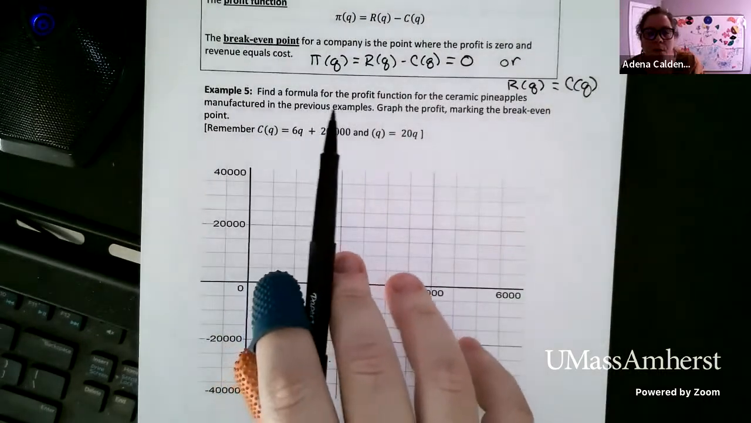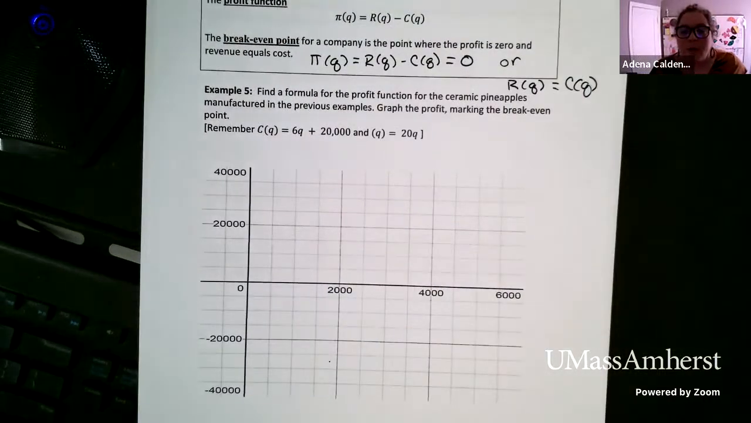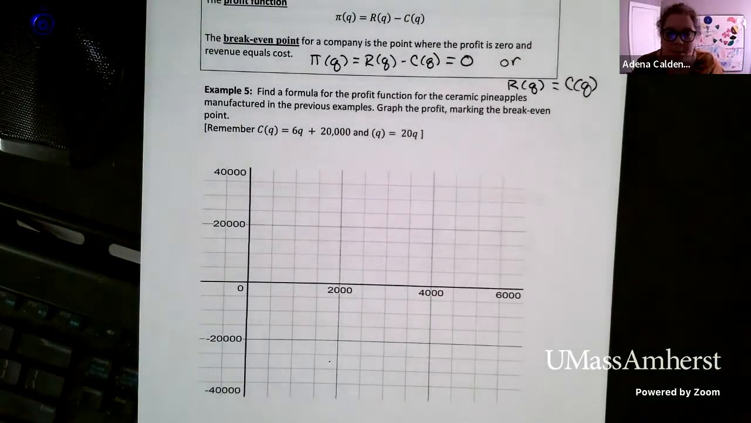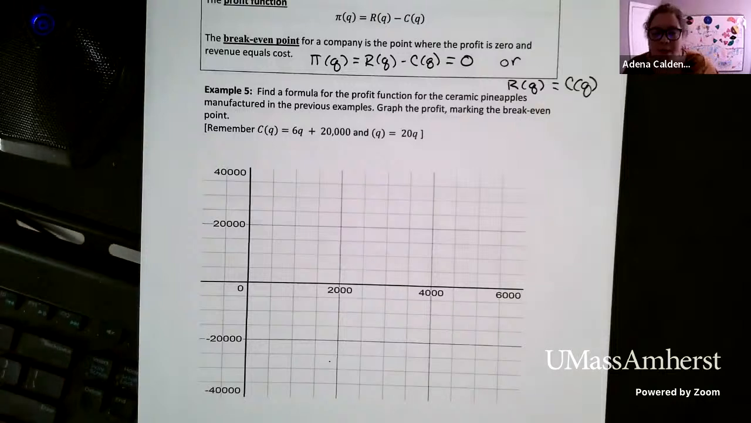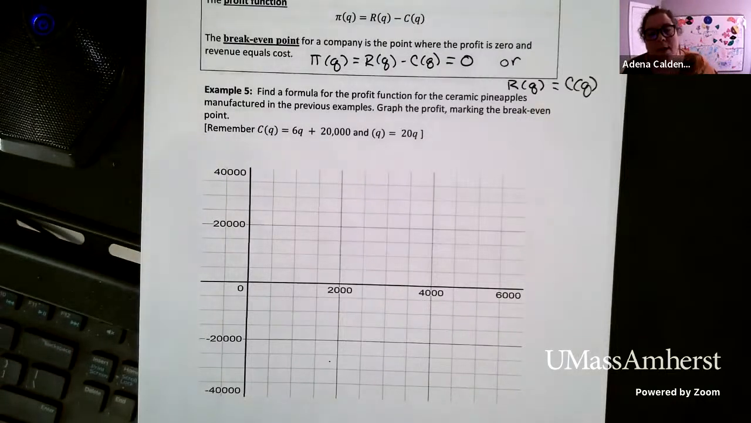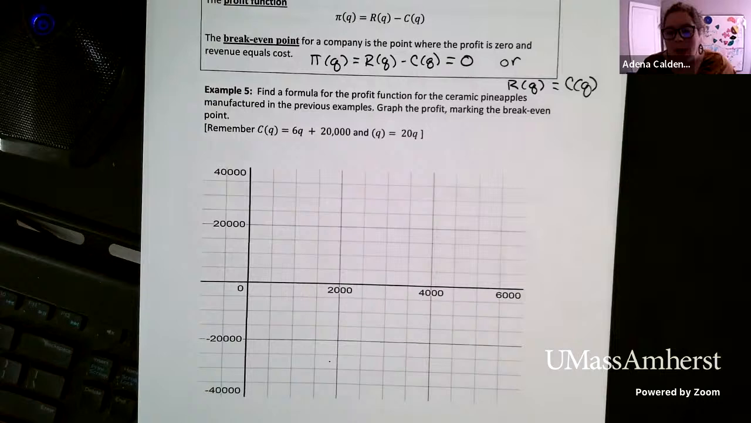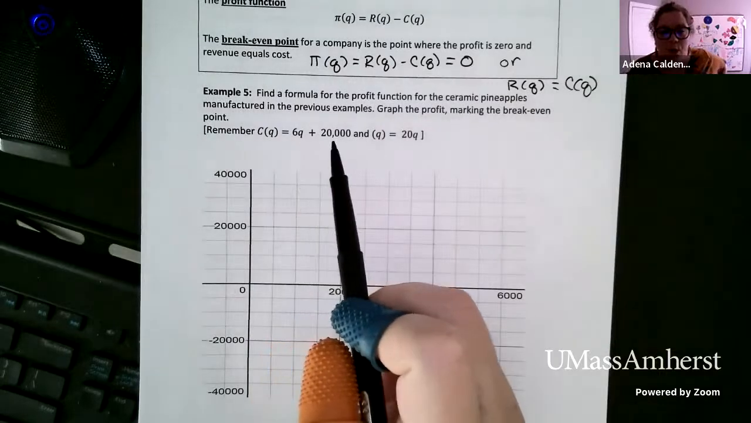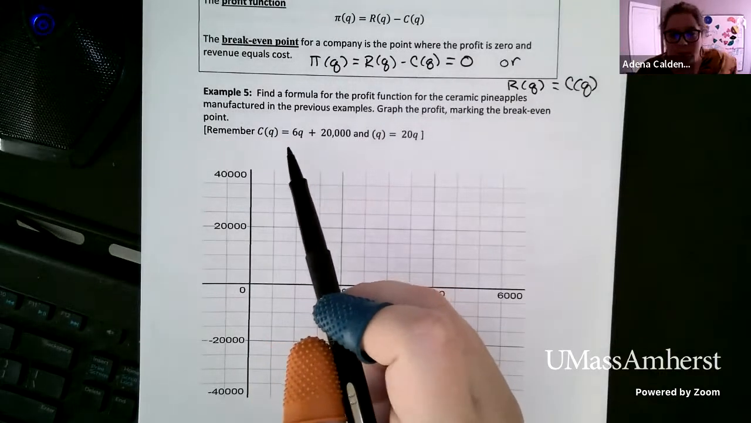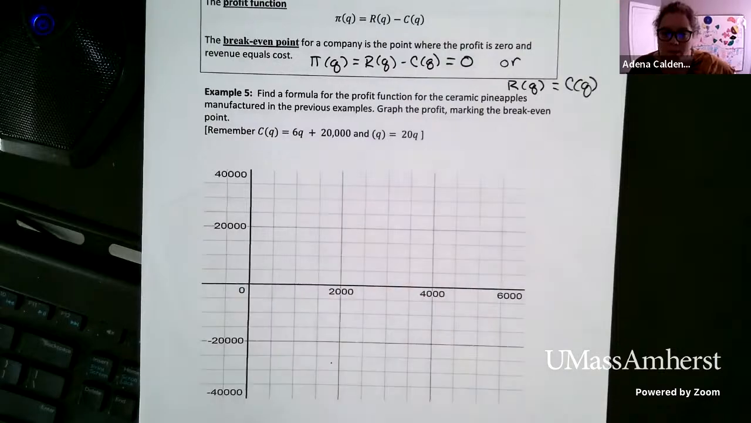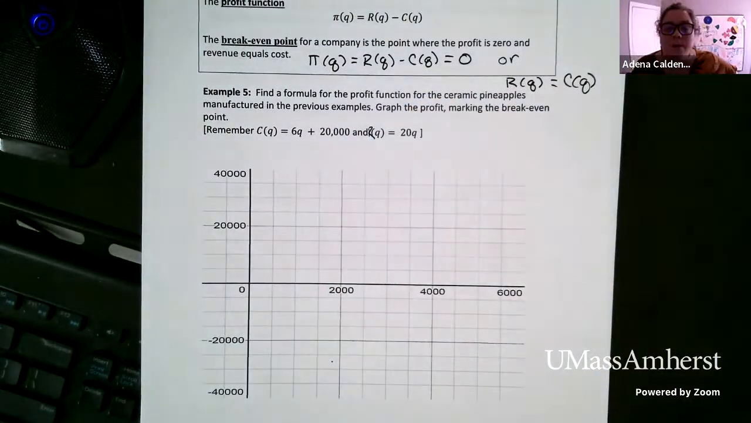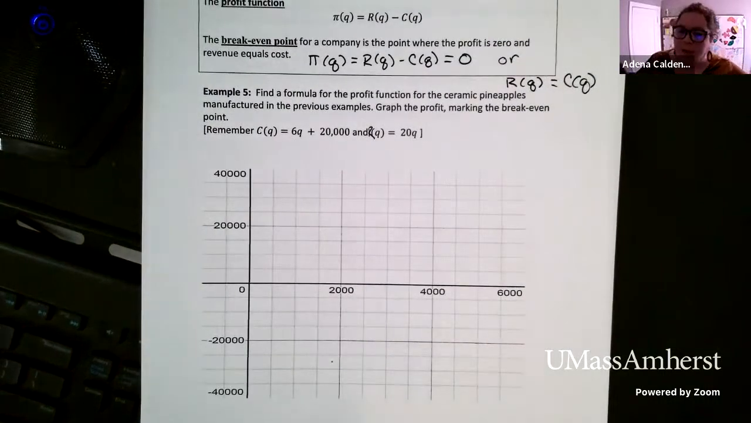So find a formula for the profit function for the ceramic pineapples manufactured in the previous examples. So we want to graph the profit, mark the break-even point, and think about, how many we're going to need to sell in order to make a profit. So as a reminder, our cost function was 6Q plus 20,000. The 6 was our variable cost, 20,000 was our fixed cost. Oops, I'm missing the R. And our revenue was 20Q. We were selling them for $20 each.